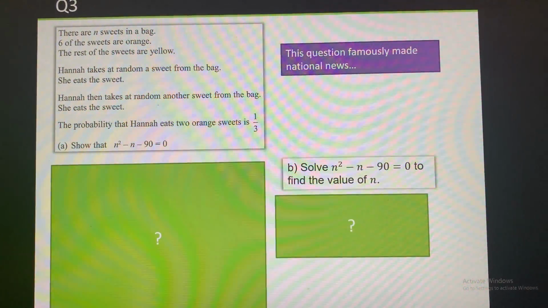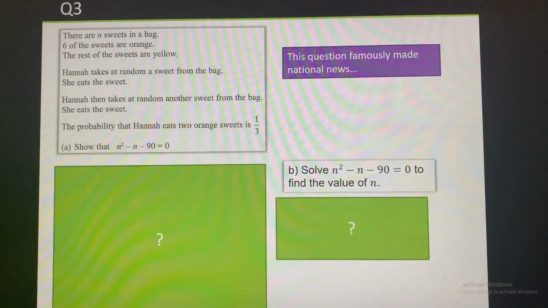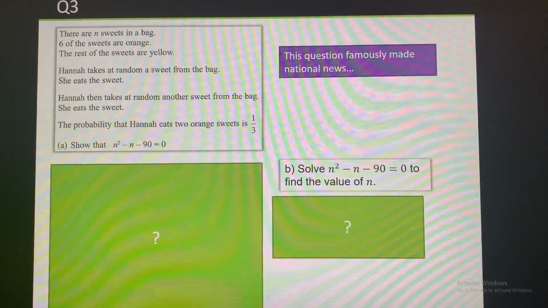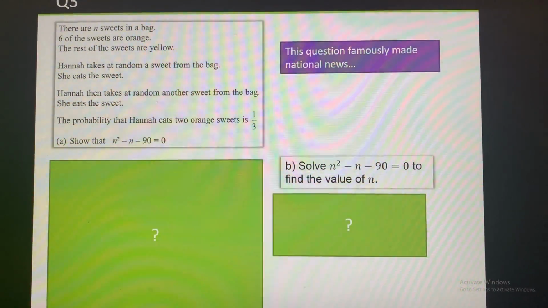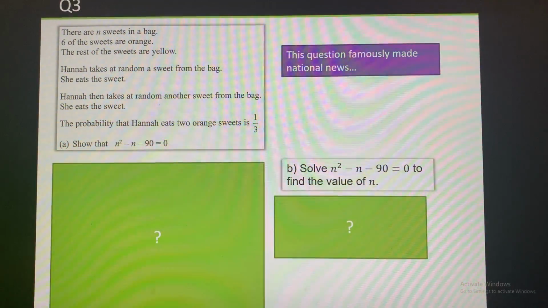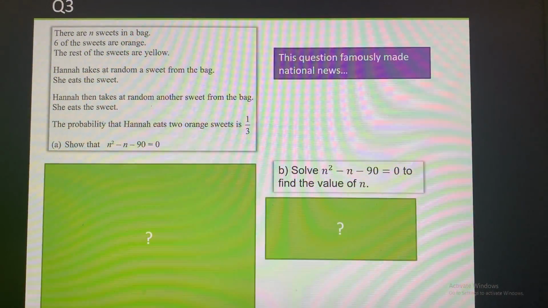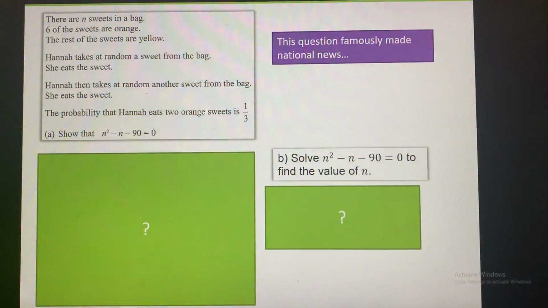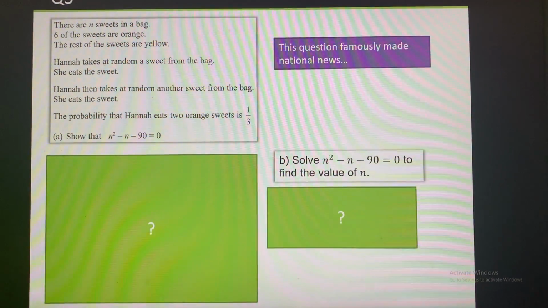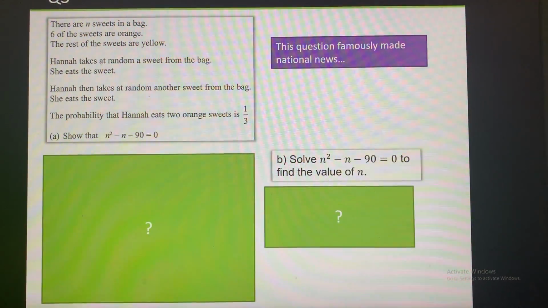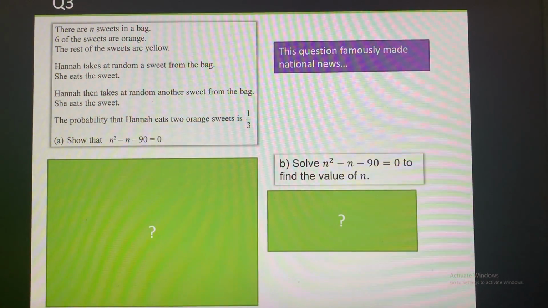The reason why it says this question famously made the national news was because it was in a GCSE paper. Nobody was expecting this, and almost everybody got this wrong, and therefore there was a lot of talk about it, which is why it made it to the news. So pause this video, try it on your own, see what you can do. Right, now that I think that you've done it on your own, let's try and comprehend this.